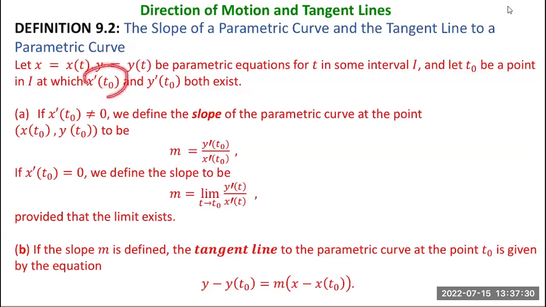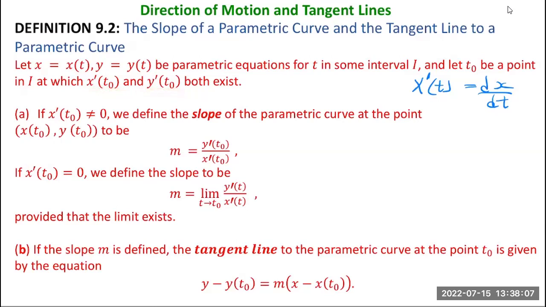What do you mean by x prime of t naught? Remember, we introduced these notations. X prime of t means dx over dt. We are going to stick to these notations. So x prime of t naught means the derivative of x at t naught. Y prime of t naught means the derivative of y at t naught. So we assume that these two are parametric equations in some interval, and t naught is a fixed number in this interval such that both of these quantities exist.